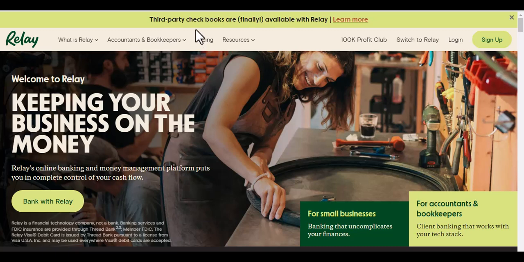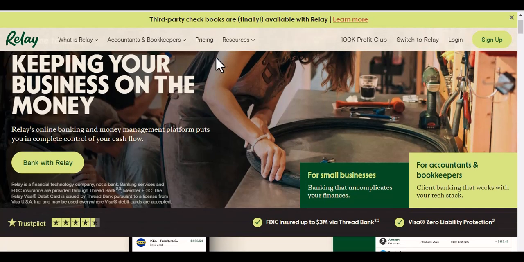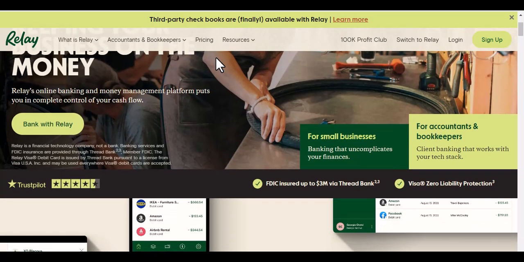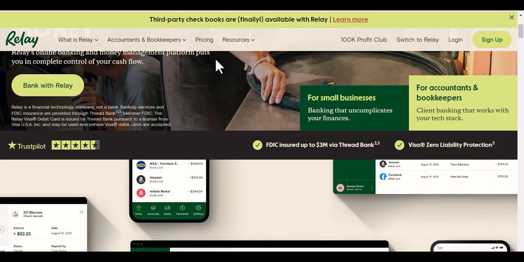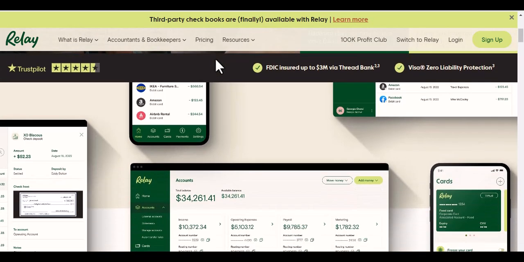How to use Relay Bank for the Profit First method. Are you tired of feeling like you're working hard just to pay bills, with nothing left over for yourself or your business? What if I told you that by simply changing where your money goes, you could fundamentally change your relationship with profit? That's the power of the Profit First method. But implementing it successfully requires the right banking structure.